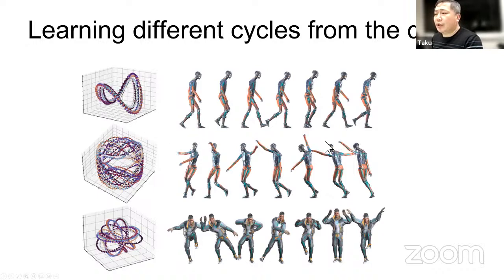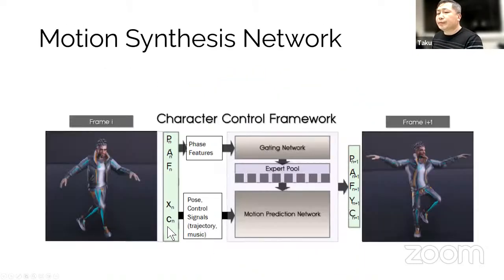If it's an ordinary locomotion, you will see a single cycle. If it's a motion with two cycles, like arms rotating while walking, then you will see two cycles. And finally, if it's a random dancing motion, you will see multiple cycles randomly intermoving.